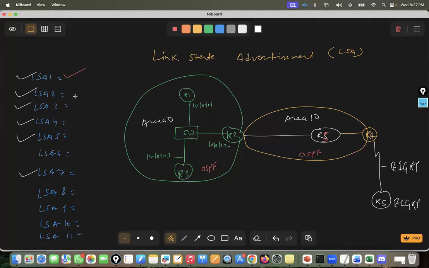If I talk about LSA2, LSA2 is going to be generated by your DR. So who is going to be the DR in this case?